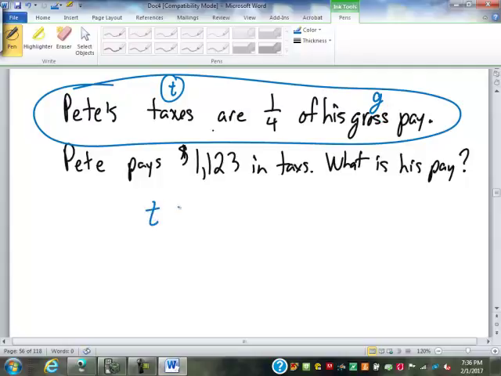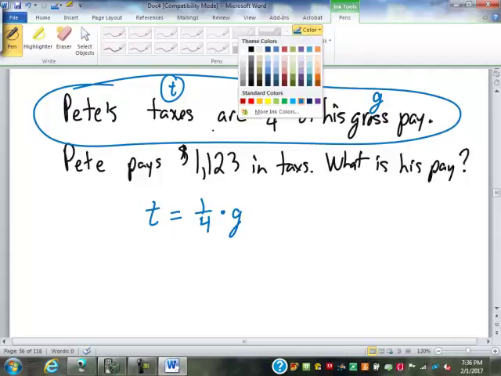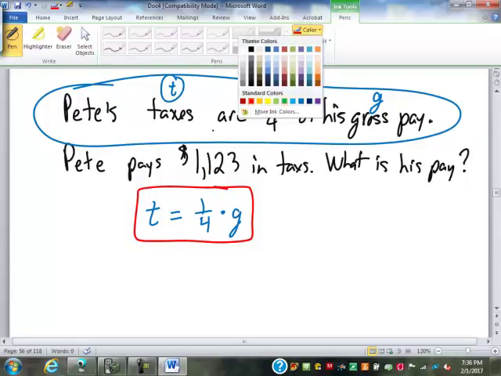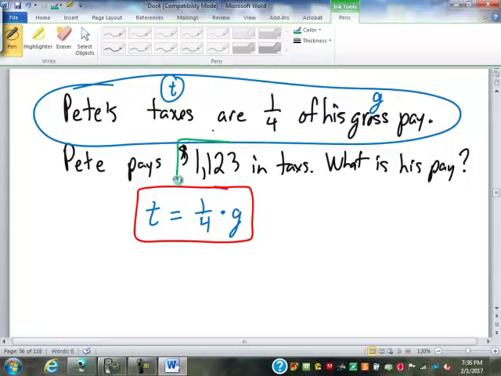So his taxes equal, how do we do 1/4 of gross pay? Just 1/4 times gross. 1/4 times G. You could have done G divided by 4 as well. So we have an equation. Any questions on where that equation came from? Okay. Now we plug in what information we have. Pete pays $1,123 in taxes. What does that go in for, T or G? T. That is T.